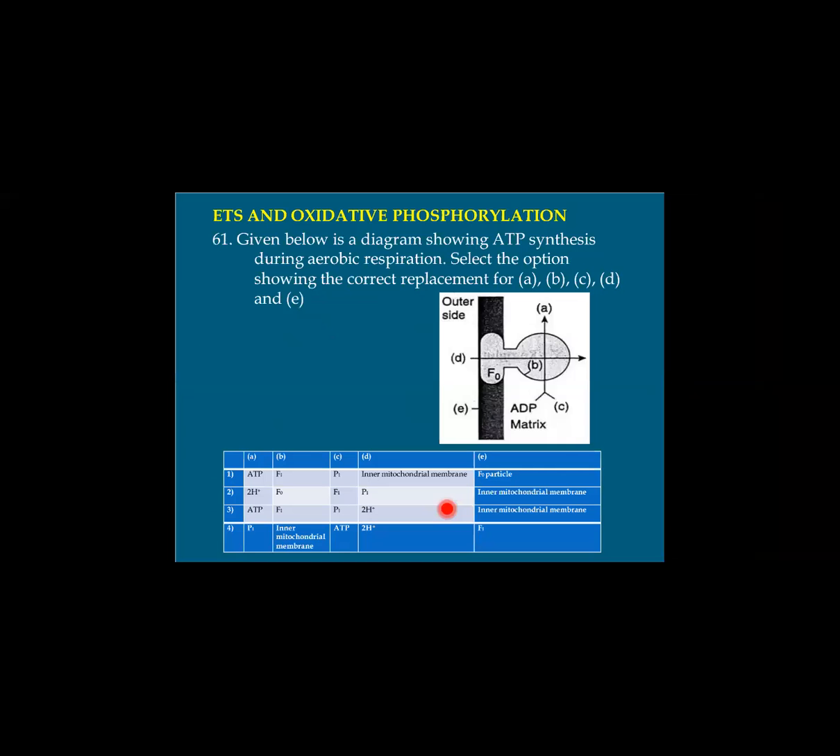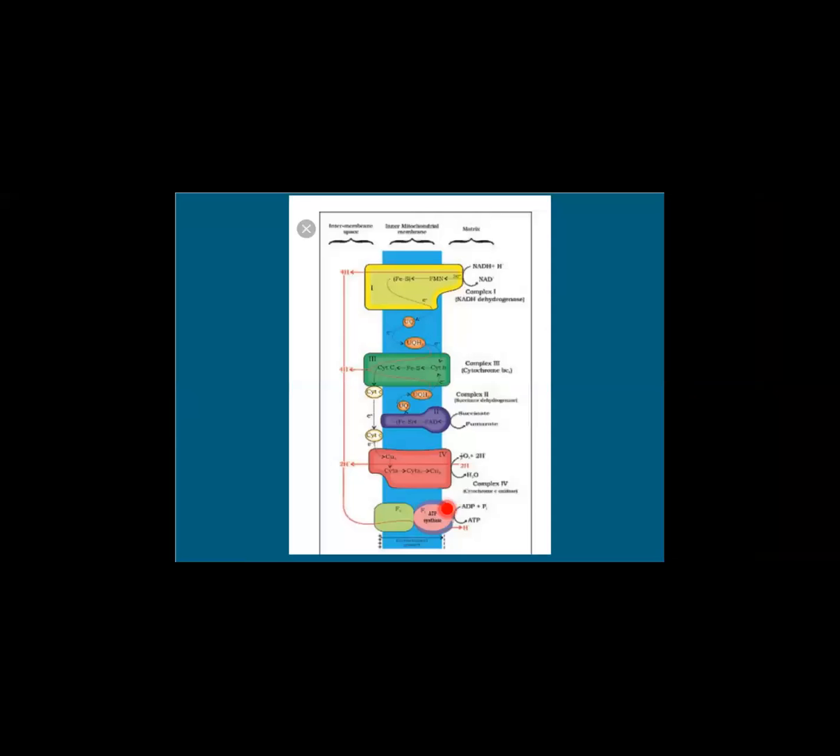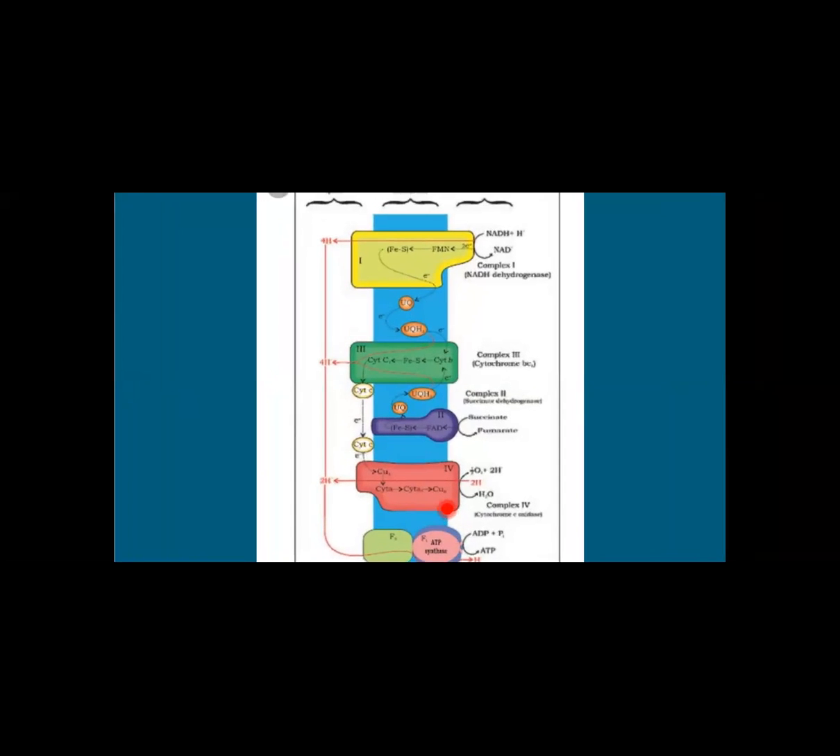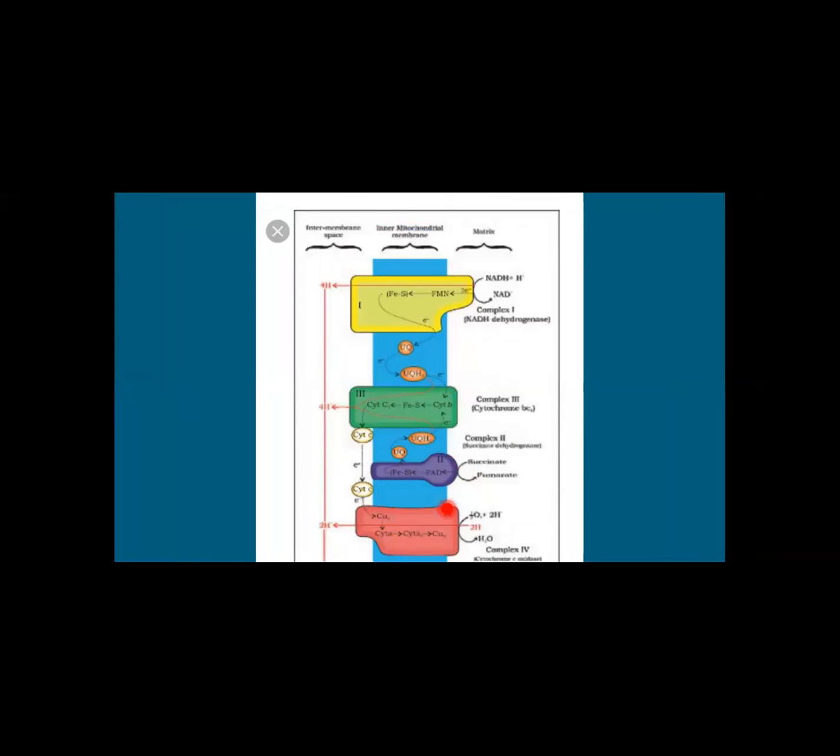Okay, now students, we'll go to the next subtopic in this chapter, that is ETS and oxidative phosphorylation, electron transport chain or electron transport system and oxidative phosphorylation. Let us first glance here. This is the diagram I have taken from your NCERT book. You can refer to it. So what is this diagram? ETS diagram. ETS, electron transport system, located on the inner mitochondrial membrane.